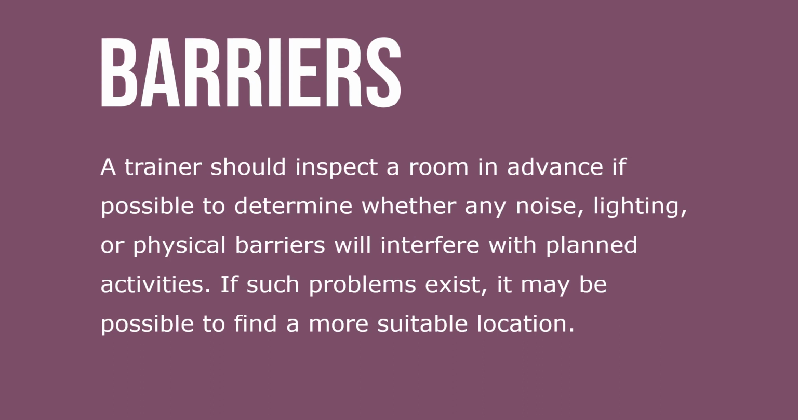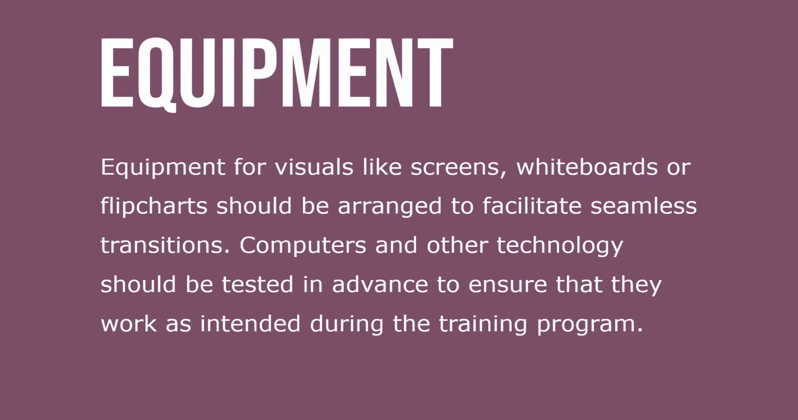A trainer should inspect a room in advance if possible to determine whether any noise, lighting, or physical barriers will interfere with planned activities. If such problems exist, it may be possible to find a more suitable location. Equipment for visuals like screens, whiteboards, or flip charts should be arranged to facilitate seamless transitions. Computers and other technology should be tested in advance to ensure that they work as intended during the training program.